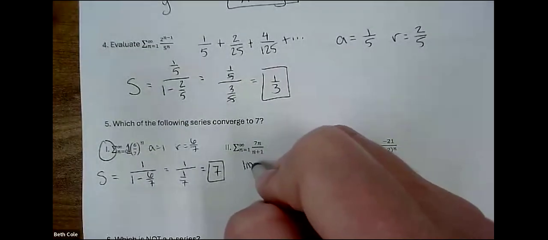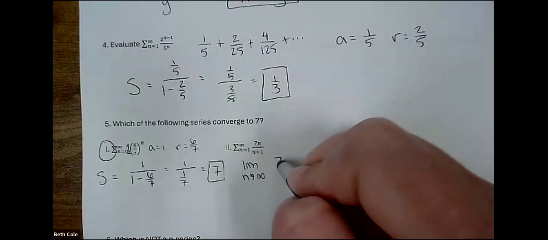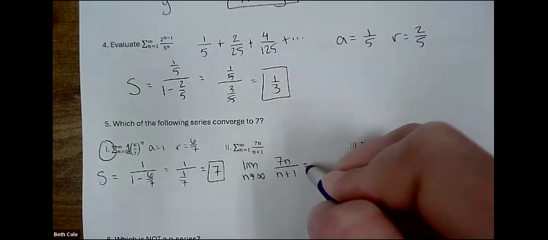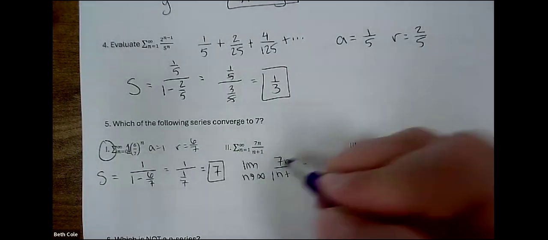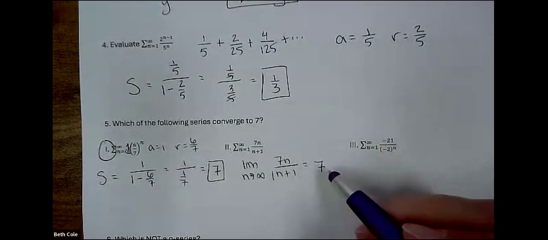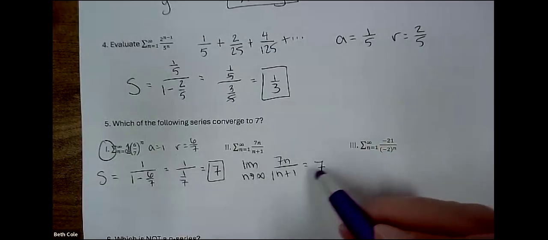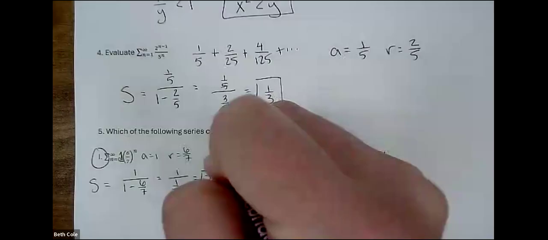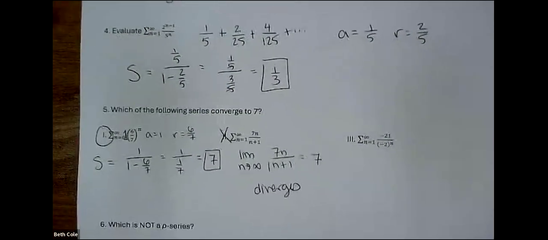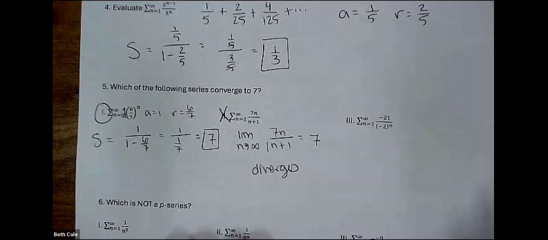For this one, if you do limit as n goes to infinity of this, exponents are the same, so we're going to use our coefficients. You get 7. That does not mean this converges to 7. That's your nth term test for divergence. It's exactly the same thing that we did up here. If it comes out to anything other than 0, it diverges. So we do not want that one. It doesn't converge at all, let alone to 7.